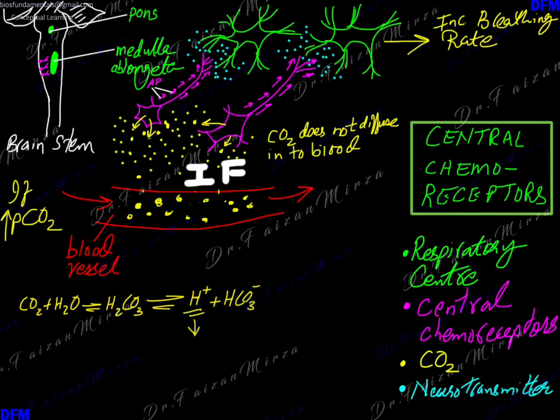Now we know that carbon dioxide can combine with water to form H2CO3, and H2CO3 can then dissociate to form H+ and HCO3- ions. We know that high PCO2 actually means low pH, because a low pH is due to a high H+ concentration. As a result, your central chemoreceptors can detect both. They can detect and monitor low pH and high PCO2, but they cannot detect changes in the oxygen levels in the interstitial fluid or in the blood. So the central chemoreceptors change the breathing rate depending on the carbon dioxide present around them.